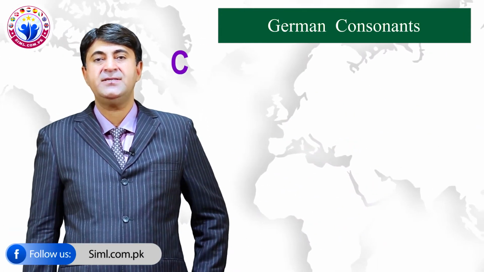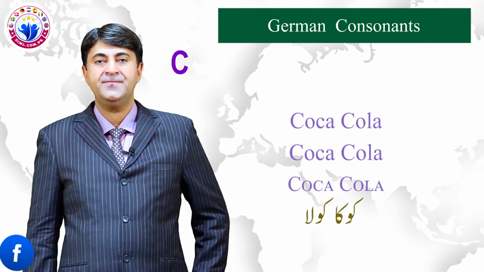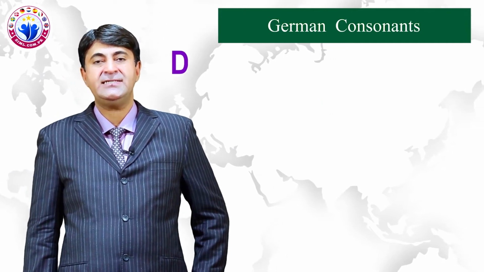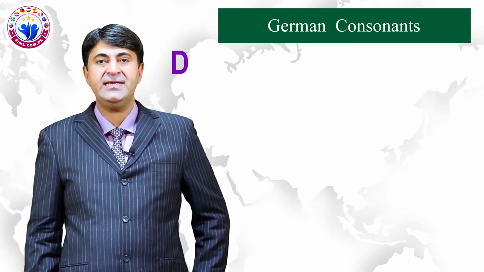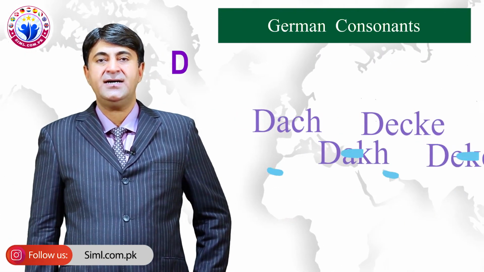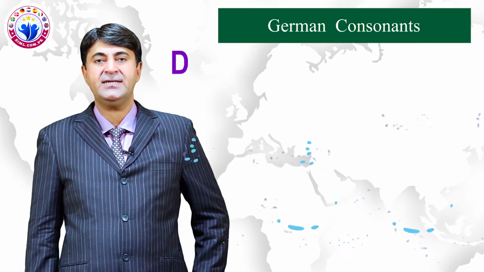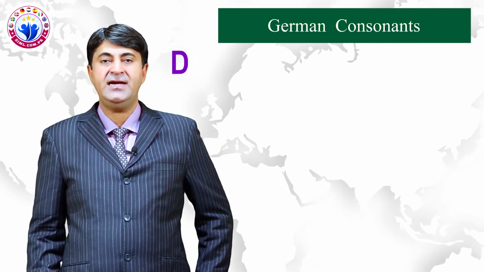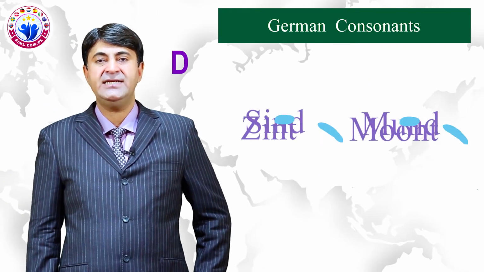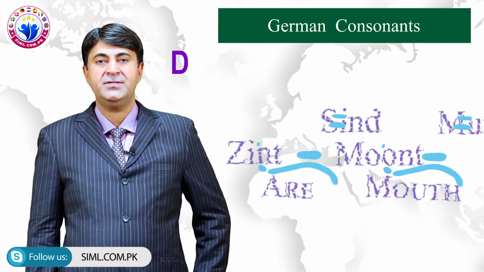Ce. This letter is pronounced like K, as in Coca-Cola. De. This letter also has two different sounds. Normally it is pronounced like D, as in Dach, Decke. When it appears at the end of a German word, it is pronounced like T, as in Sind, Mund.